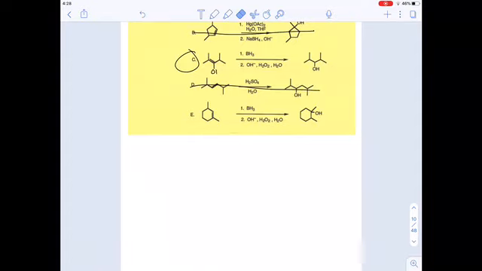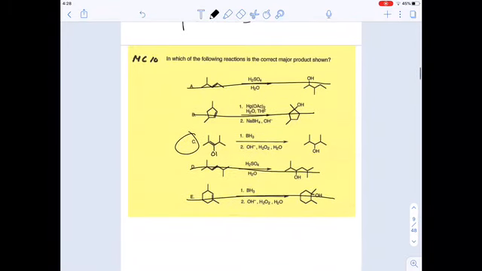And last but not least is E. And the reason that this is incorrect is because you see a methyl shift has occurred, and that would not occur during a hydroboration reaction because there are no shifts during that. So you can go ahead and just cross that out. So the answer to multiple choice 10 is going to be C.